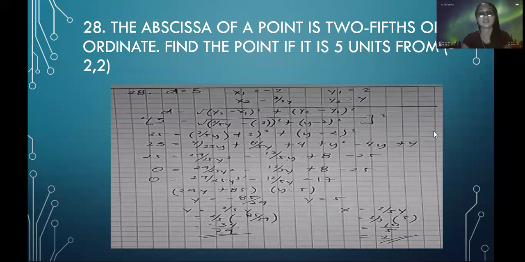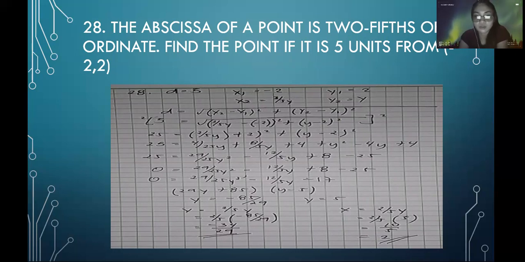We'll proceed to number 10a. So the abscissa of a point is 2/5 of its ordinate. So find the point if it is 5 units from negative 2 and 2. So d is equals to 5. The x sub 1 is equals to negative 2. X sub 2 is 2 over 5y. Y sub 1 is equals to 2. Then y sub 2 is equals to y. So formula is d is equal to square root of x sub 2 minus x sub 1 squared plus y sub 2 minus y sub 1 squared.